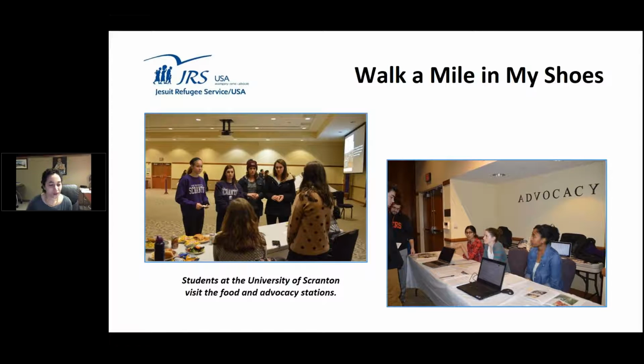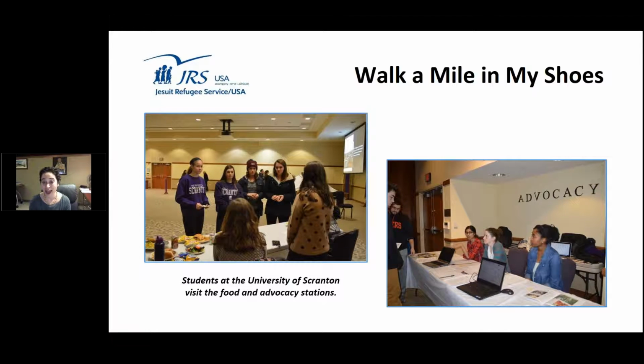A couple more photos. The photo on the left, the food station, what we suggest is a comparison between a typical American or student meal. If it's a lunch, for example, and you can see in the photo that's a standard sort of college lunch right there, compared to a food ration, for example, that a refugee would be given by the United Nations. So having to see the discrepancy between what we in many ways take for granted versus what refugees are struggling with on a day-to-day basis.